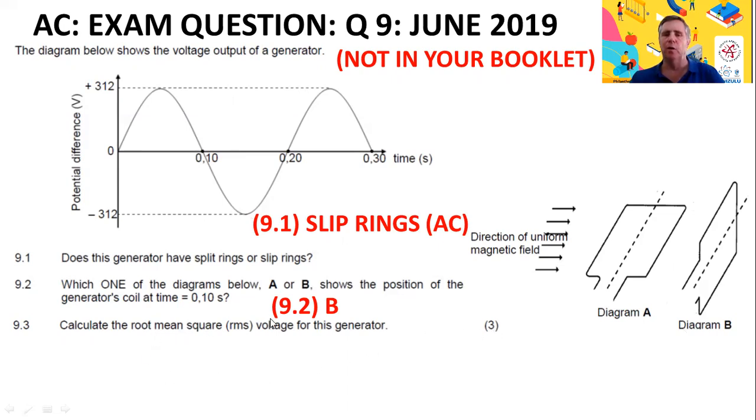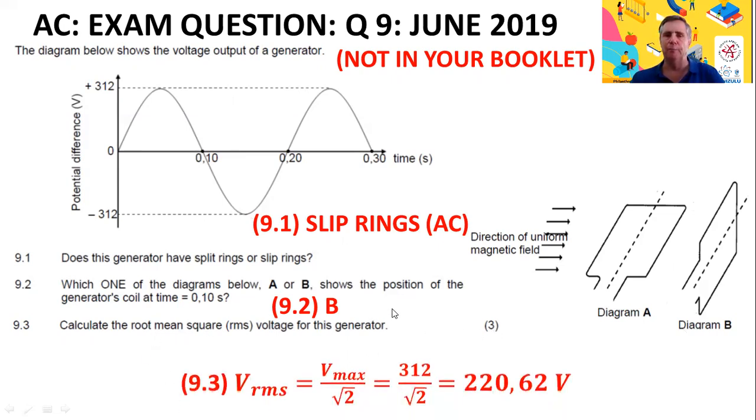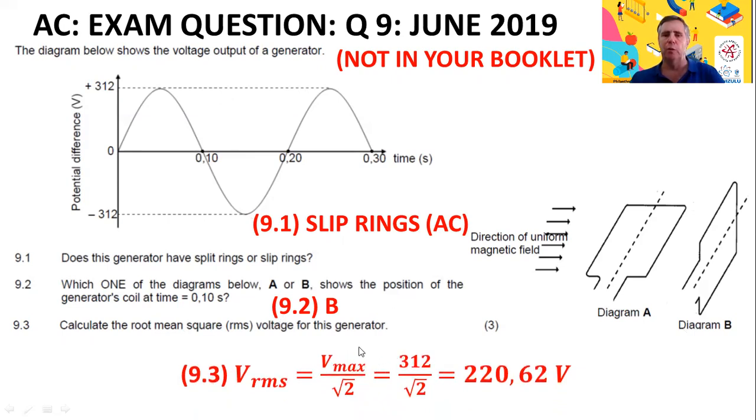Finally, calculate the RMS voltage for the generator. Well, we need to start with the maximum voltage, which we can see there's 312 volts. And from your data sheets, VRMS is Vmax over root 2. So 312 from the graph over root 2. Simple calculation is 220.62 volts. Question 9 is usually quite easy compared with the other questions. So please don't run out of time and leave it out.